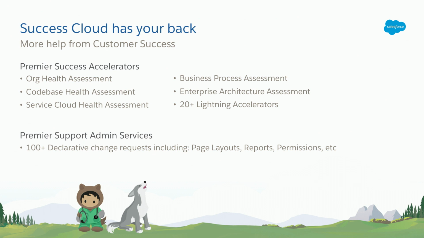And then also, as you're doing your assessment, you're probably going to find a lot of repetitive tasks, like removing or reassigning roles, or deleting reports, or doing a whole bunch of just very repetitive stuff. Our Premier Support admin services are available to you. They do 100+ declarative changes, including updating page layouts, reports, and permissions. So if you need to migrate all this stuff from profiles to permission sets, or assign these permission sets, or delete all these reports, you can request that Premier Admin Services does this work for you, so that way you can concentrate on the more complex stuff. This is a great way to offload some of that admin work that you have to do as part of an org cleanup.